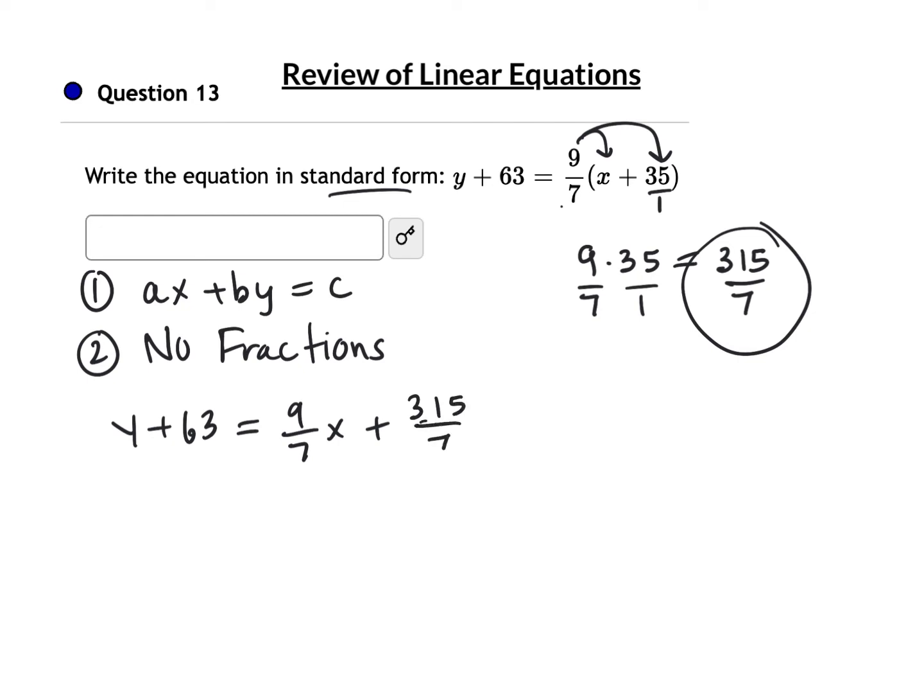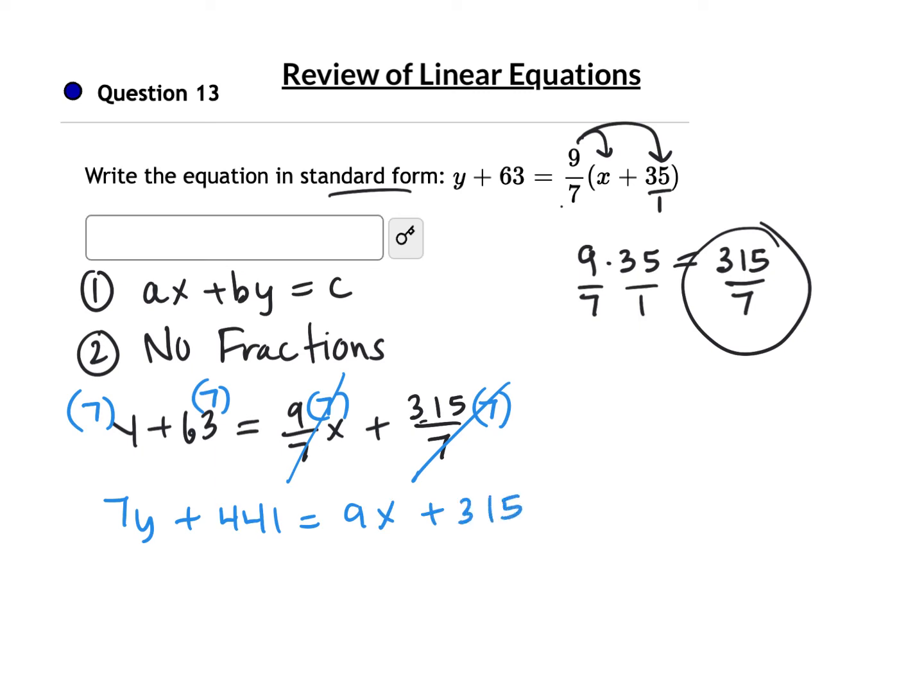Now we can safely get rid of fractions. We'll multiply everything by 7. The reason we do that is that it allows us to cancel on the right side of that equation. The 7's are gone. We get 7y plus, I'll take 63 times 7, and I get 441, equals 9x plus 315. Now, the last step we need to do is move the 9x over with the 7y and move the 441 over with the 315.